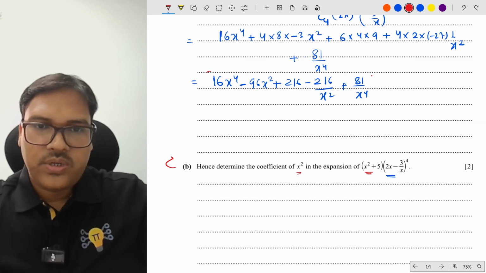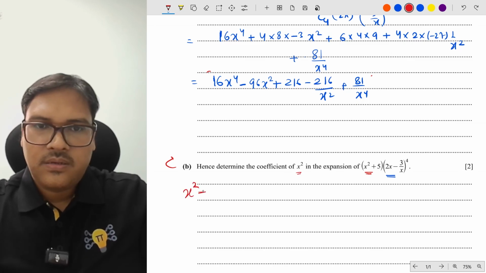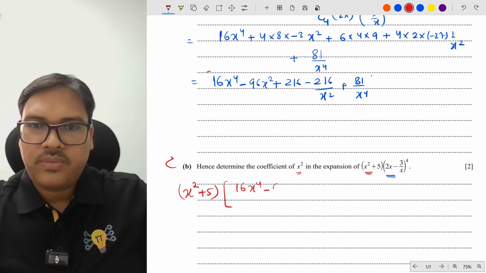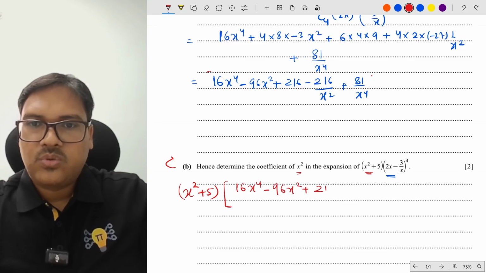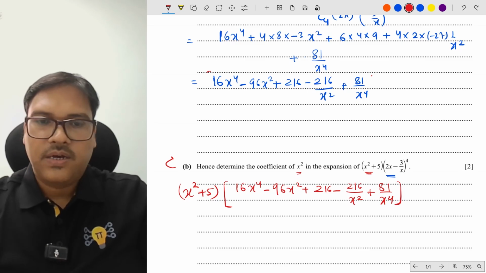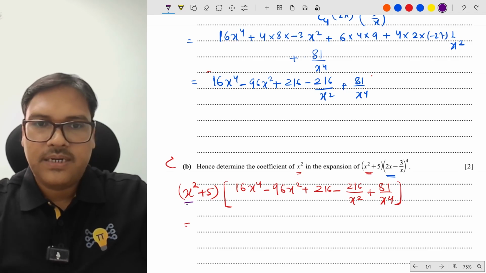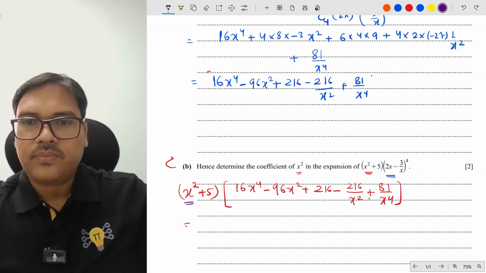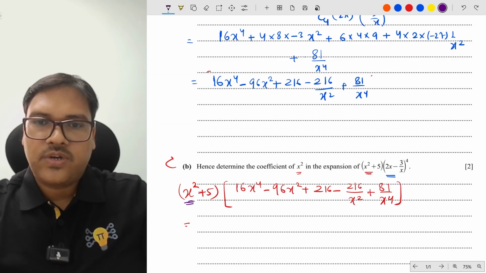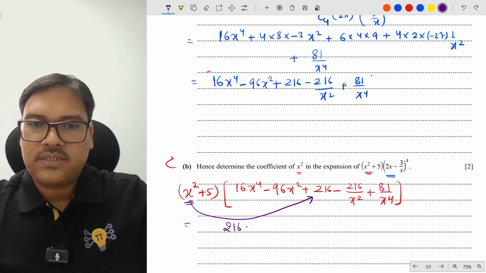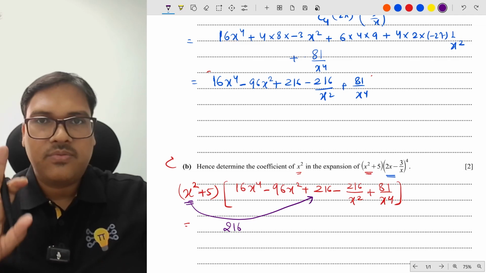That is the question. So what we can do is you can say this is x square plus 5 multiplied with 16x to the power 4 minus 96x square plus 216 minus 216 upon x square plus 81 upon x raised to 4. Now just focus on the x square term. So when you start multiplying with this bracket, you will see x square is already there. So x square multiplied with this term will give you x square. That is, this will become 216 x square. So we are just writing what is required.